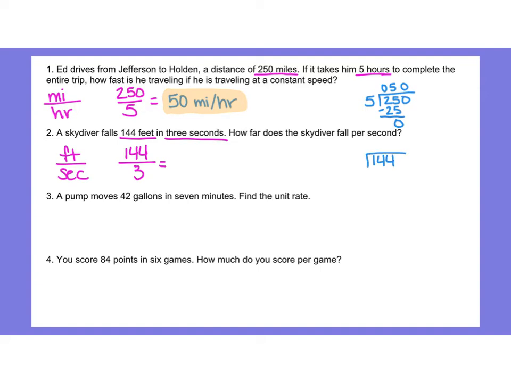So we'll set up our division problem. 3 cannot go into 1, but it can go into 14 4 times. 3 times 4 is 12. We subtract and we get 2 left over. We'll bring down the 4. 3 can go into 24 8 times. 3 times 8 is 24. So our unit rate is 48 feet per second.